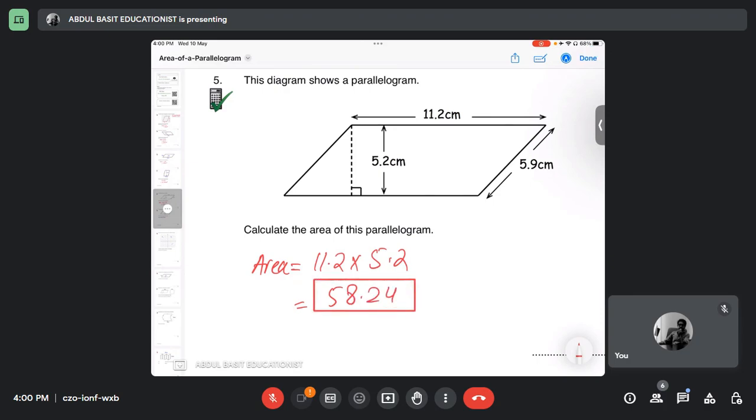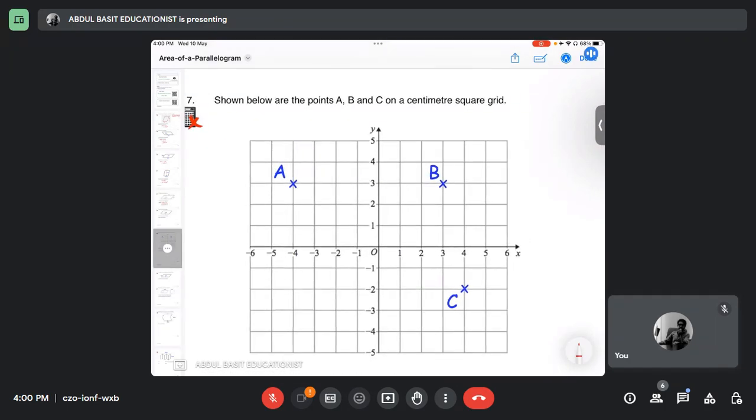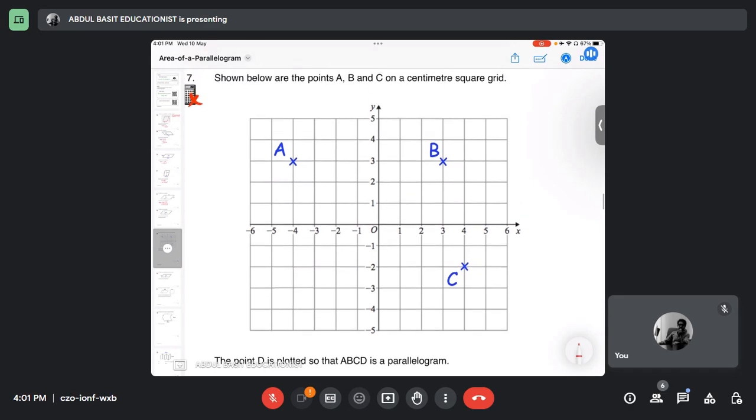Sorry, sir. ओके. कहता है, the diagram shows ABC on centimeter grid. The point D is plotted, ABCD is the parallelogram. So let me just join that. So it's a tilted rectangle. So A to B boxes हैं 1 2 3 4 5 6 7. So 1 2 3 4 5 6 7. तो D यहाँ पे आएगा. Yes or no? यस सर.